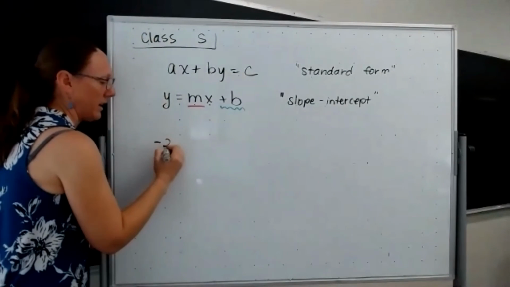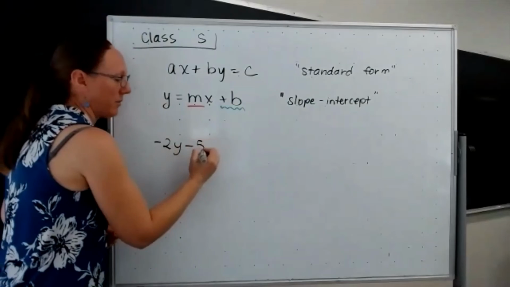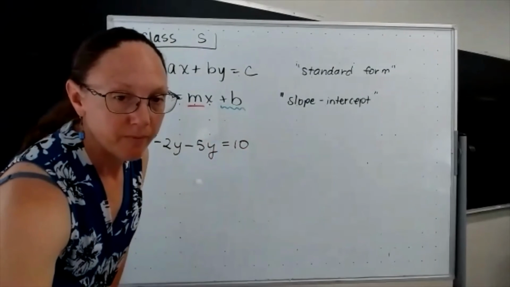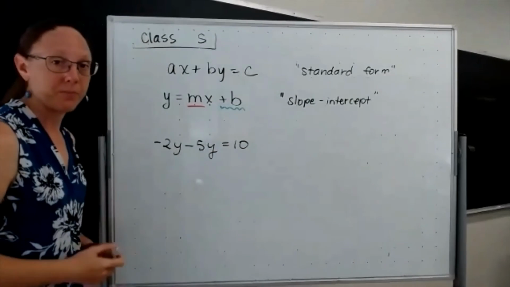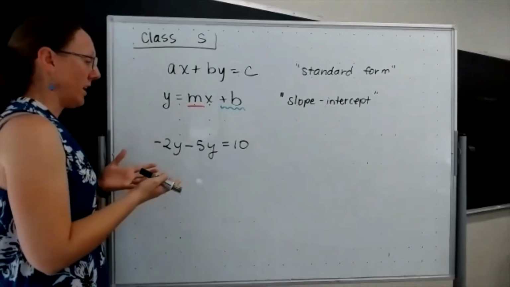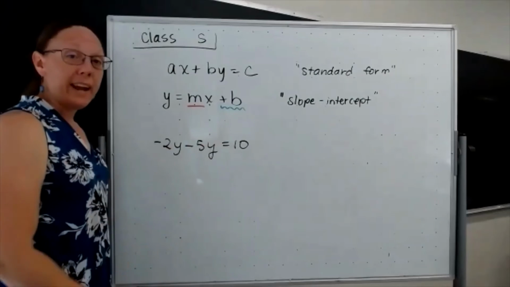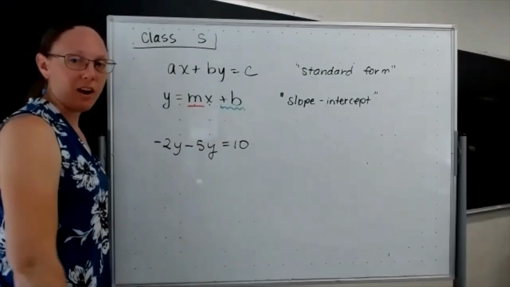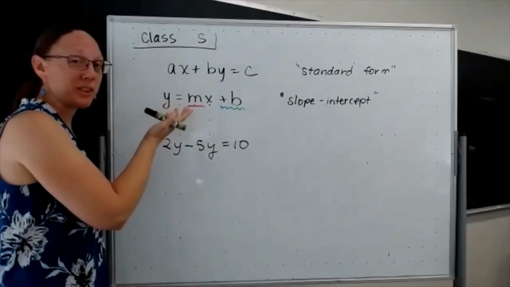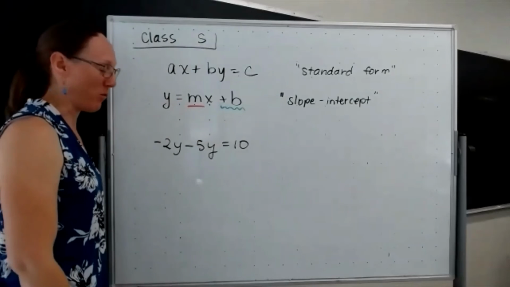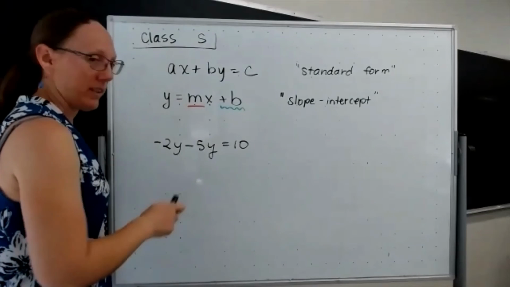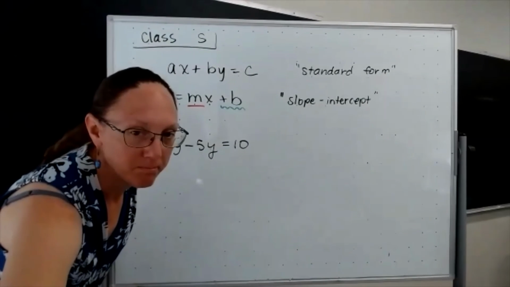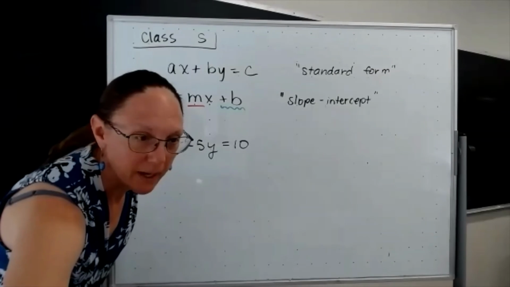I've got -2x minus 5y is equal to 10. You can absolutely find 2 points, plot 2 points, get our graph going. But if I want to put this into slope-intercept form, oh, one of those should be an x. They aren't both y's. I'm assuming the first one. Yep. Okay.